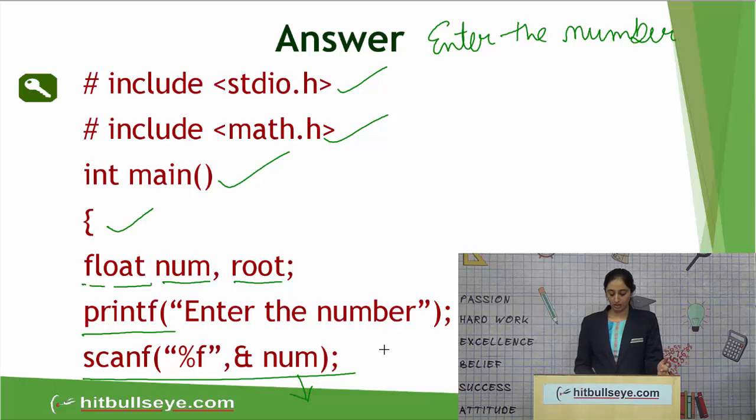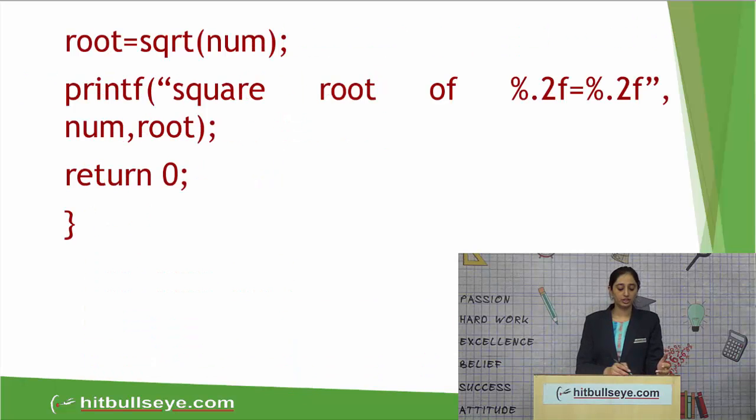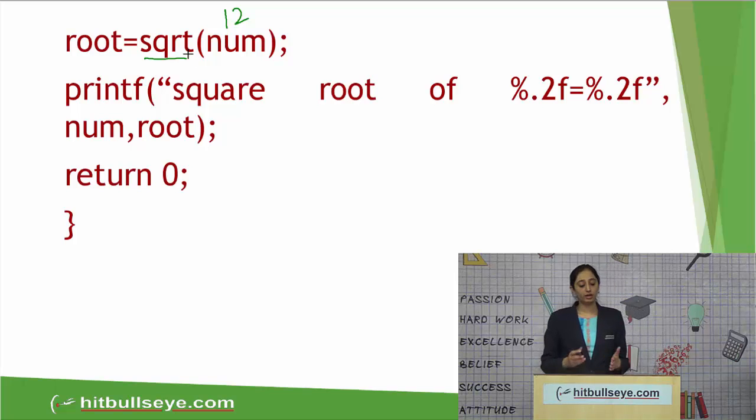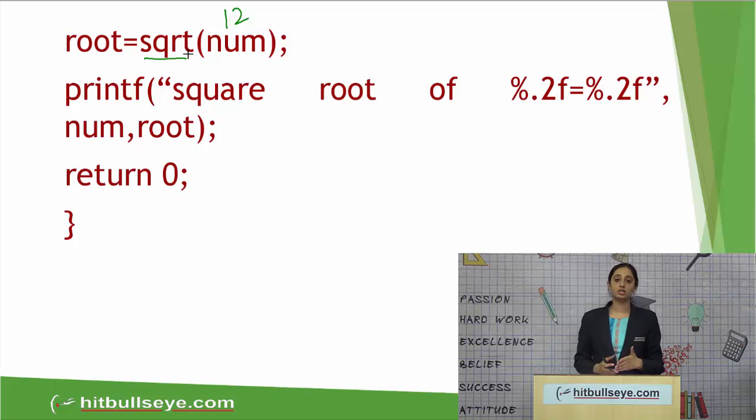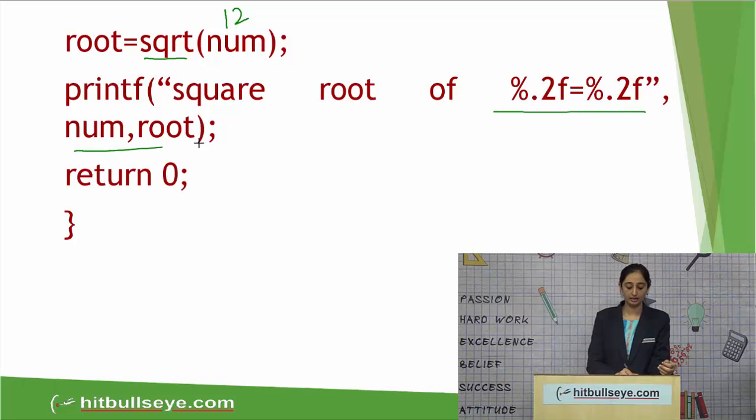So say the number is 12. The value of number is 12, right? Further, the function says root is equal to sqrt(number), and the number is 12. And sqrt is a predefined function. We can say that the sqrt function is already defined by the math.h header file. Further, printf the square root of the number and that root, then return 0.